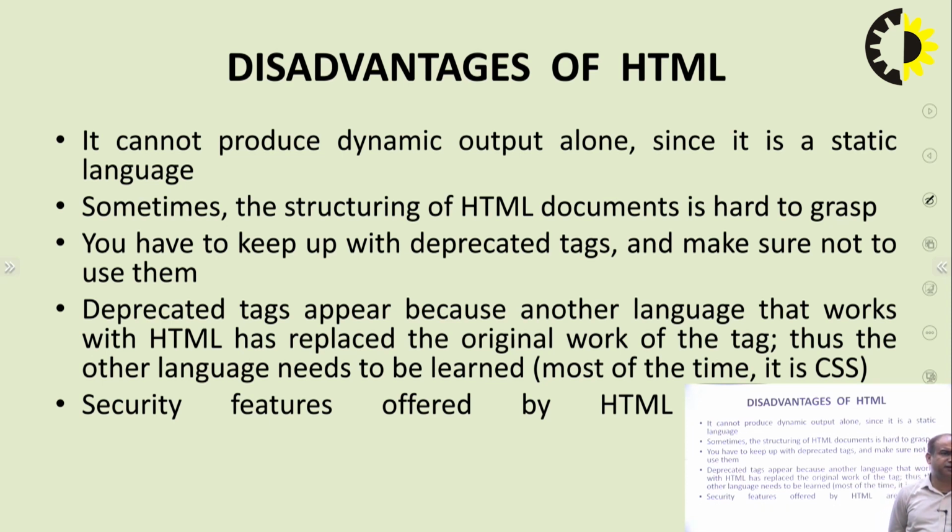The disadvantage of HTML is that we cannot produce dynamic output alone, since it is a static language. So we will use it to create static web pages. Sometimes the structure of an HTML document is hard to grasp. Also, we have to keep up with the deprecated tags and make sure not to use them. Deprecated tags appear because another language that works with HTML has replaced the original work of the tag. Thus, there is another language to learn. Most of the time it is CSS.